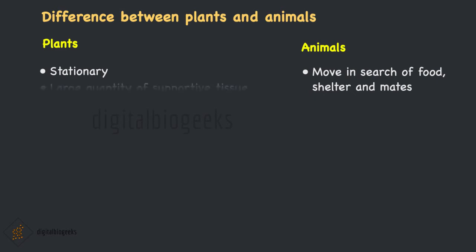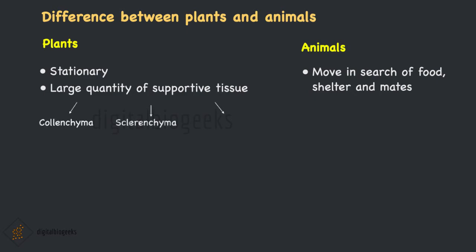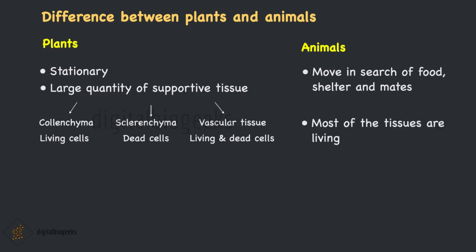Since plants are upright, they need a large quantity of supportive tissue. There are three types of supportive tissues in plants: collenchyma, sclerenchyma and vascular tissue. Collenchyma constitutes living cells, sclerenchyma contains dead cells, and vascular tissue is made up of both living and dead cells. Most of the tissues that animals contain consist of living cells.